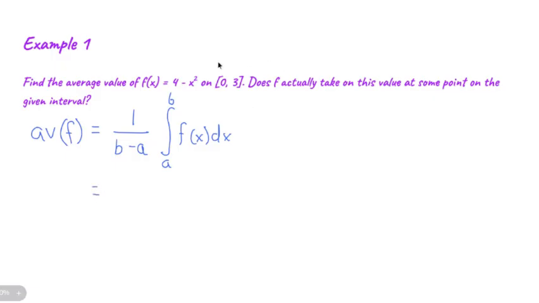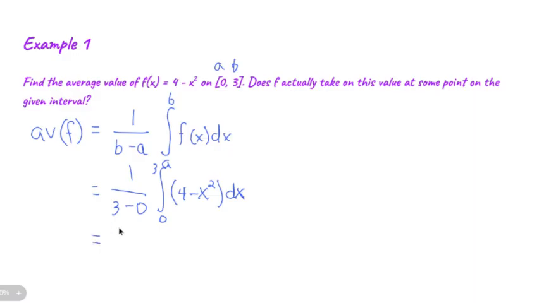This is equal to, so our a is 0 and our b was 3. Okay, so we got 1 over, and yeah, we can do 3 minus 0 in our heads, but I'll write it out for starters. We're going from 0 to 3 of 4 minus x squared dx. Okay.